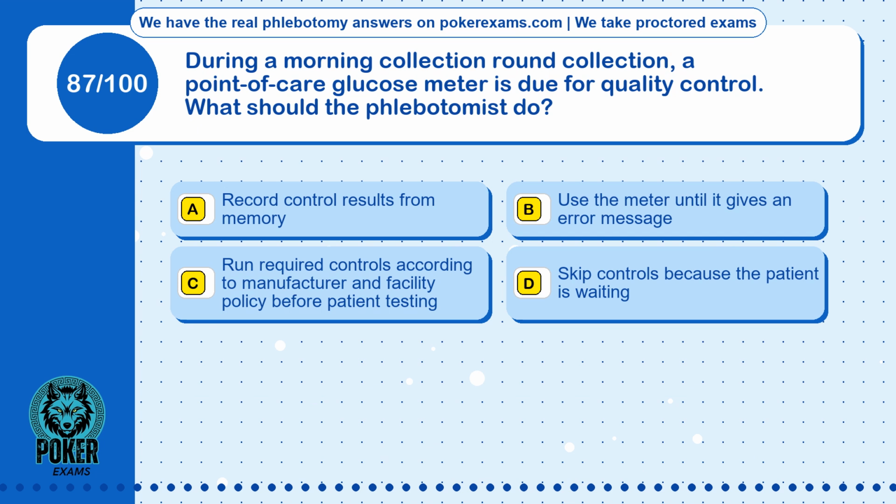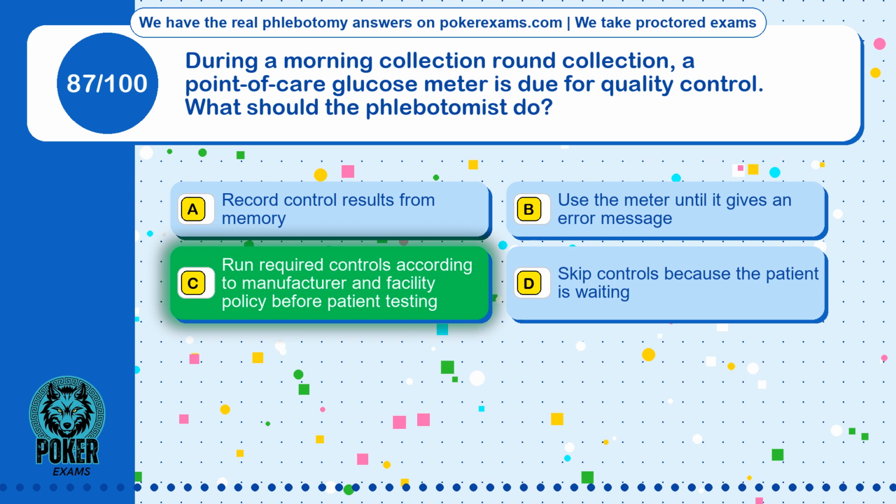Question 87. During a morning collection round, a point-of-care glucose meter is due for quality control. What should the phlebotomist do? Option A. Record control results from memory. Option B. Use the meter until it gives an error message. Option C. Run required controls according to manufacturer and facility policy before patient testing. Option D. Skip controls because the patient is waiting.